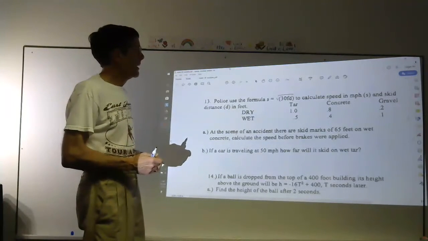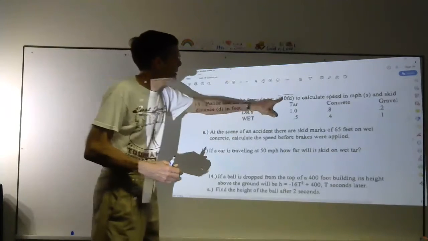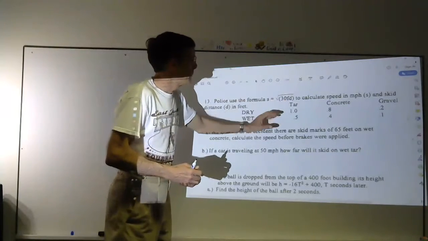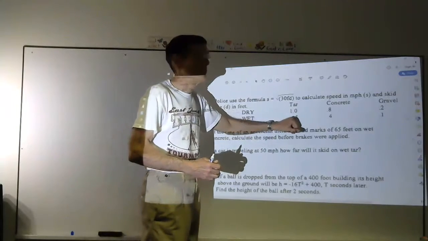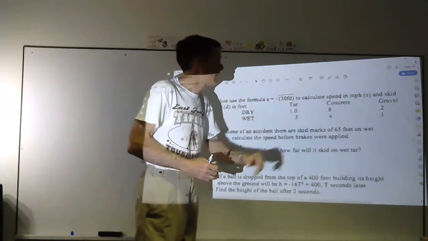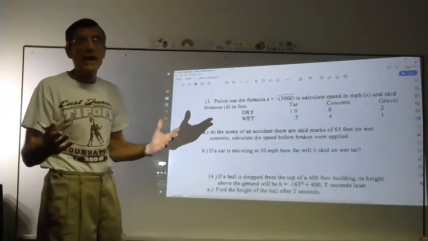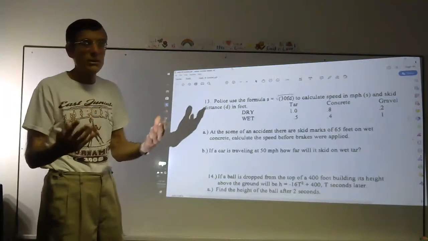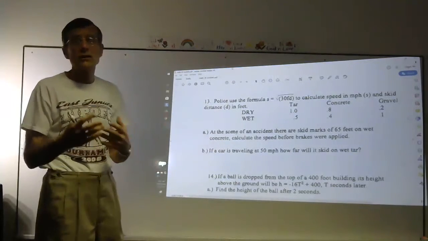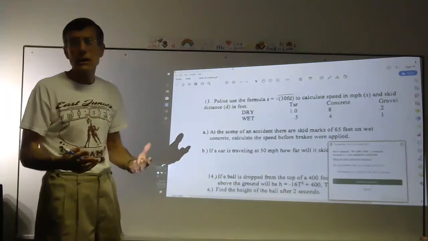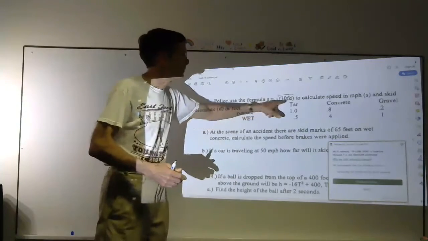Okay? The F right here, this F is a particular constant dealing with the surface, whether it's a tarred surface, a concrete surface, a gravel surface. Okay? I mean, have you ever come on the scene of an accident and seen the police officers with measuring tapes, measuring skid marks, and trying to verify what really happened in this particular accident? This is what they were doing.